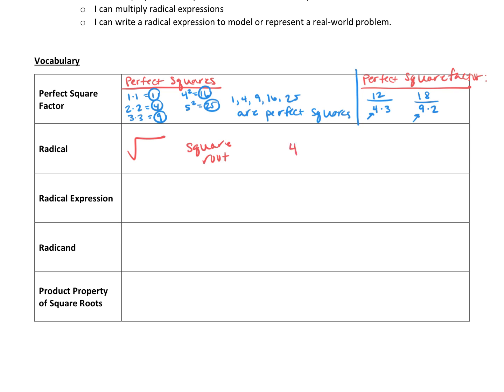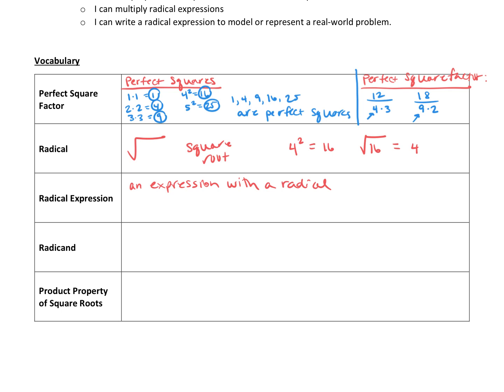We know that 4 squared is equal to 16. So then the square root of 16 is equal to 4. It's kind of like the opposite operation for squaring. All right, a radical expression, that is an expression with a radical. And this is what our whole lesson is going to be about, these radical expressions.